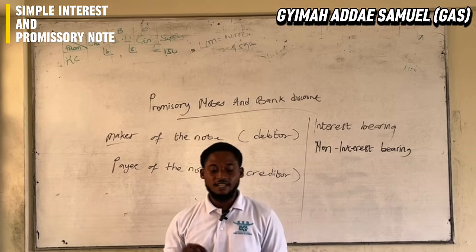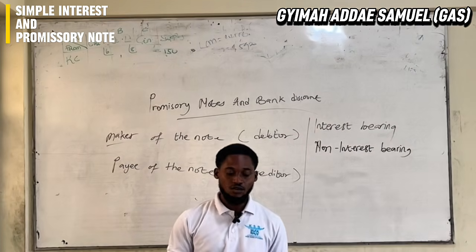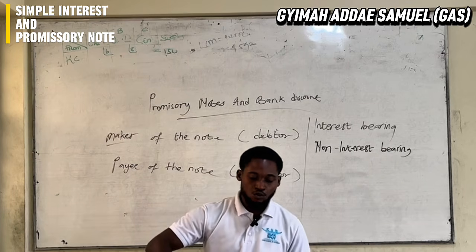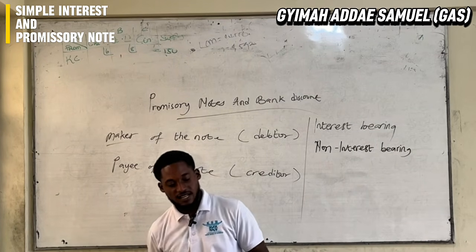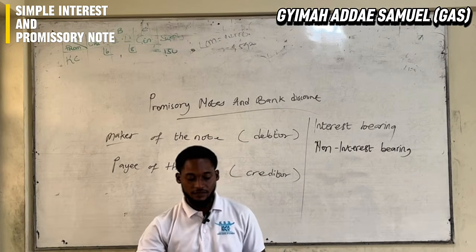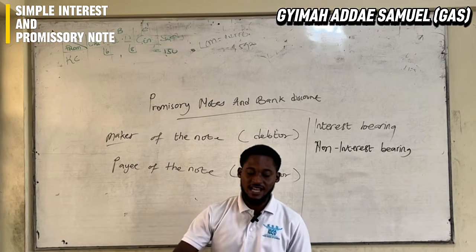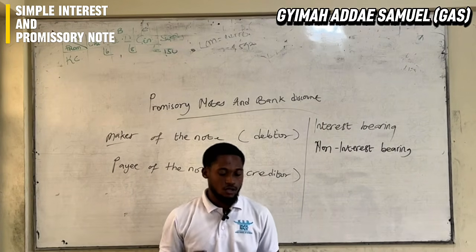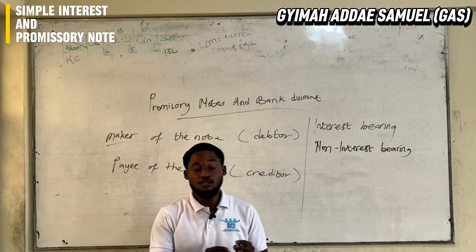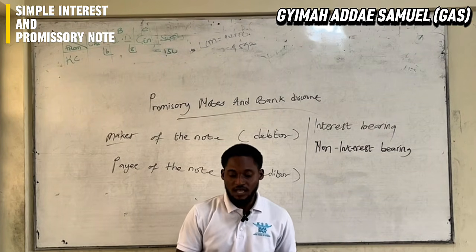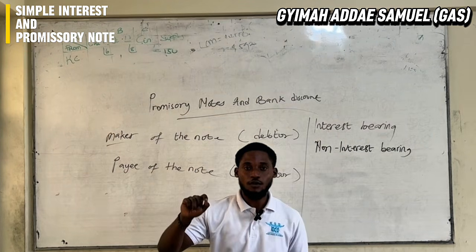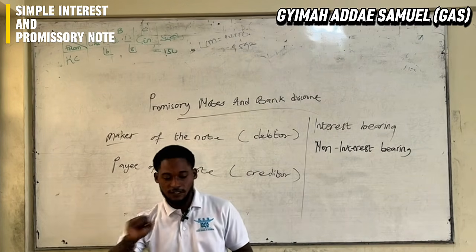The date of the note is the date on which the note was made. It is from this date that interest is calculated. And the date of this note you are seeing is November 14th.